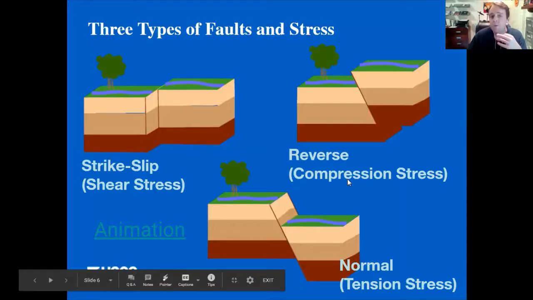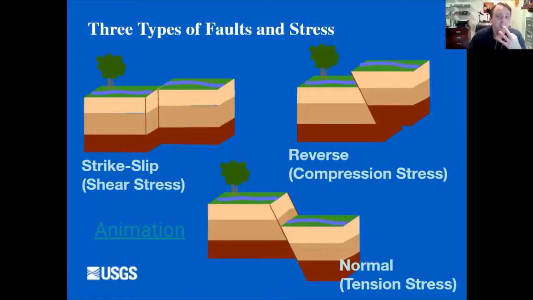There are 3 types of faults based on 3 types of stress. We're going to talk a little bit about each one. First one is called strike-slip fault. And it's the same type of stress as a transform boundary, or shear stress. So that's sideways motion.